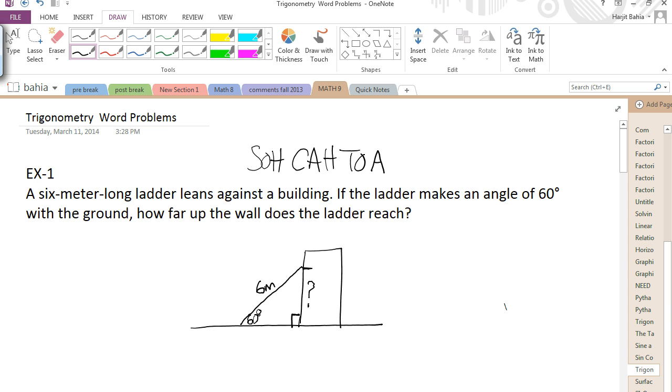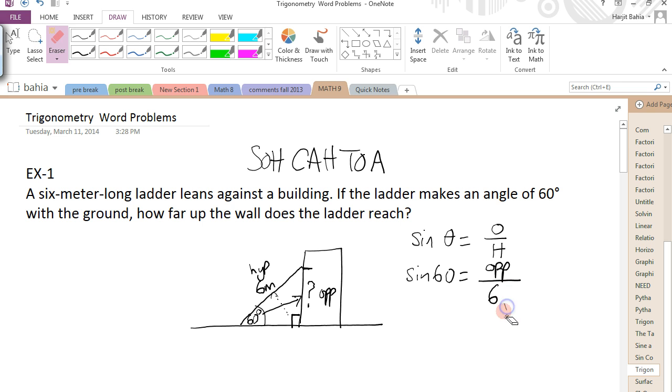This calls for Sohcahtoa. To that angle, the unknown side is opposite, and this side here, because the boxy thing is pointing to it, is the hypotenuse. We have a hypotenuse and opposite. O and H, that's sine. So we're going to use sine theta is opposite over hypotenuse. Our theta is 60. Our opposite we don't know, so call it op. Our hypotenuse is 6 meters, but just 6.